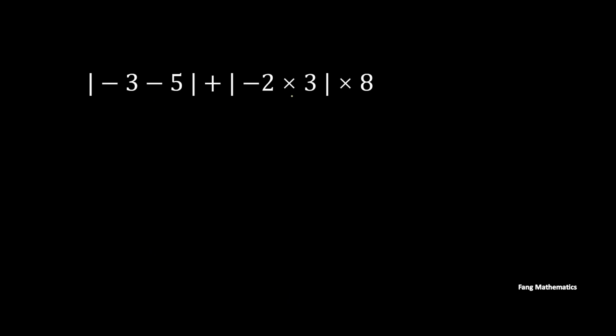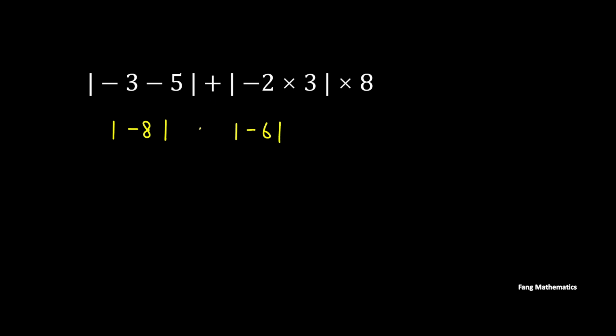Moving on to the last question, in which you have 2 absolute value signs, the first one and the second, and we are to simplify each independently and solve for the answer. Therefore, let's look at -3 minus 5. That should give you -8. Remember the absolute value. And -2 times 3, that's in another absolute value. That should give you -6.